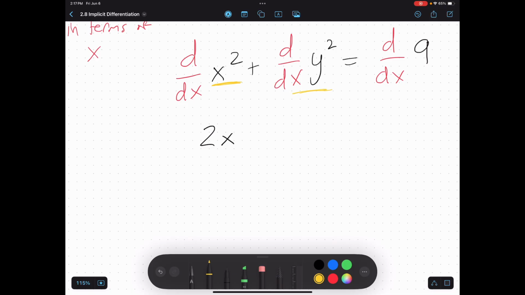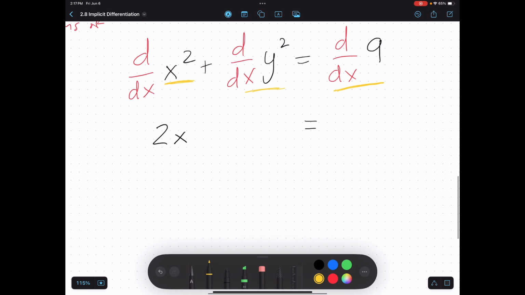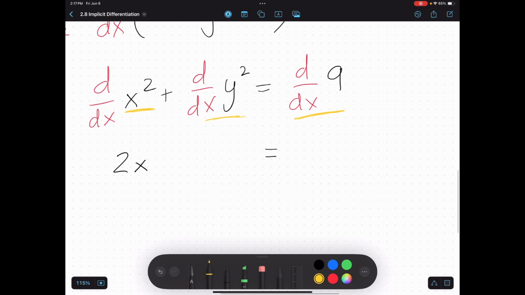We're going to come back to that piece, and let's move to the other side of the equal sign. How do I take the derivative of 9? Well, 9 doesn't depend on x, but it also doesn't depend on y. 9 is constant. So as x changes, how is the constant 9 changing? It's not changing, and we already know how to take the derivative of constants. We just get 0. So that is also still true for implicit differentiation.